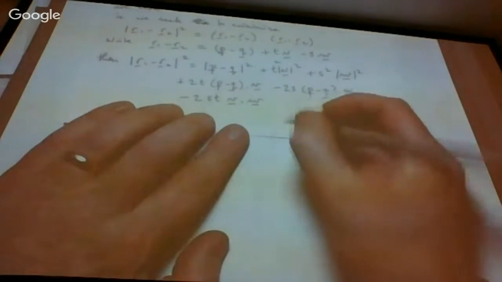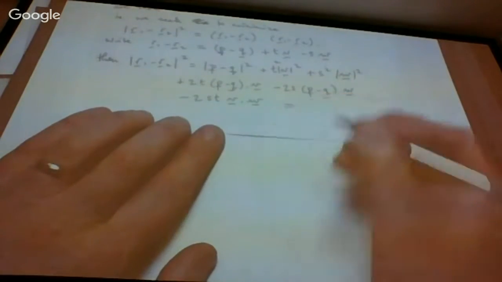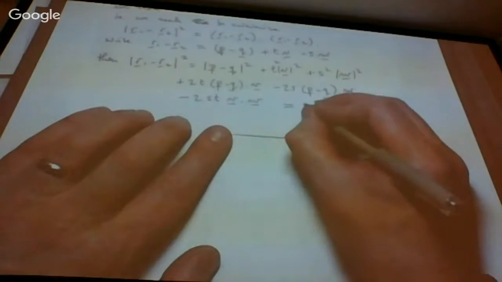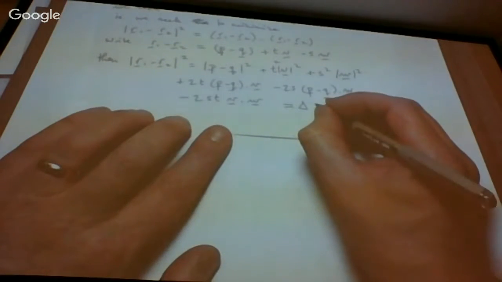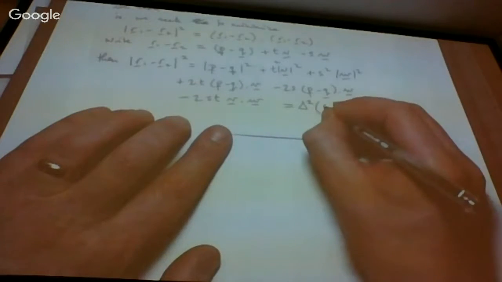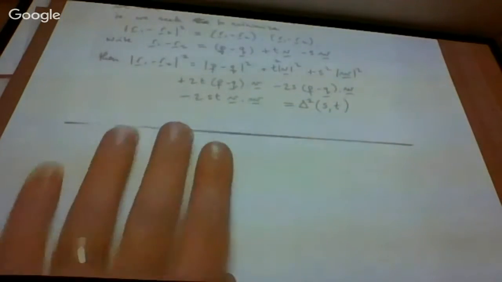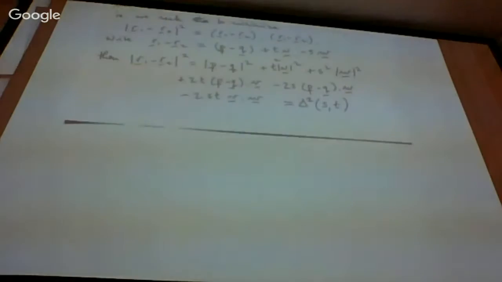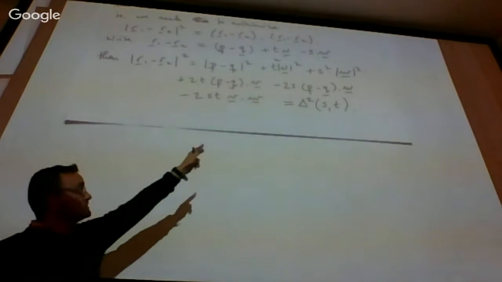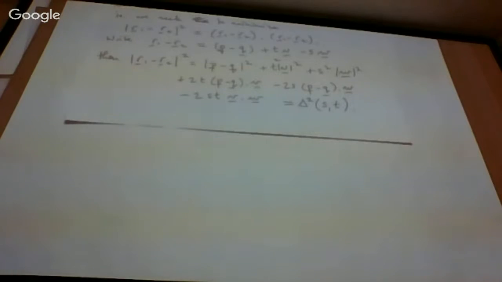Now we'll give this a name, just a quicker way of denoting it: delta squared of s and t. So delta stands for the magnitude of R1 minus R2, and it's squared, and it depends on two variables, s and t. So we can link this back to some of the MATLAB work we've been doing, because we now recognize this as a function of two variables.